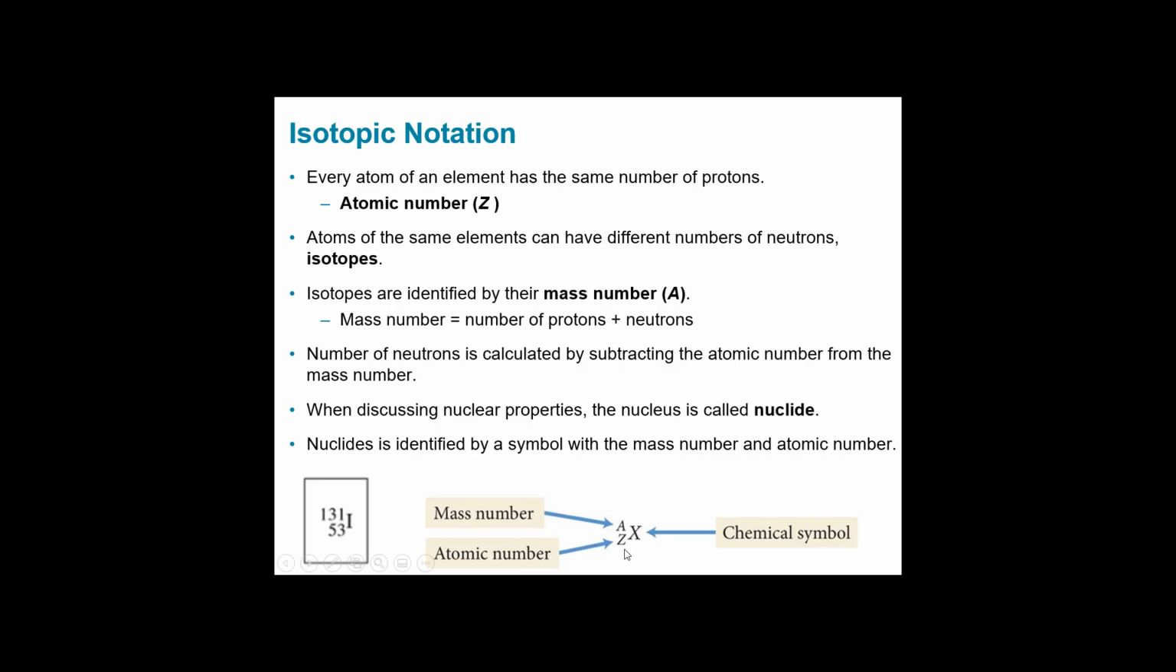Z stands for the atomic number, so you see it here, this is 53. The mass number is the symbol A, and then the chemical symbol is X. So when you see something referred to as A, that's the mass number, Z is the atomic number, and X is the element. And I have no idea where they got these from. The number of neutrons is calculated by subtracting the atomic number from the mass number, or you add the protons plus the neutrons and that gives you the mass number. And when we're discussing nuclear properties, we call the nucleus a nuclide, and nuclides are identified by a symbol with the mass number and atomic number.